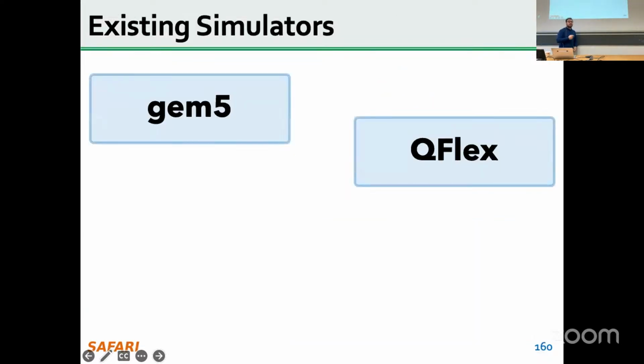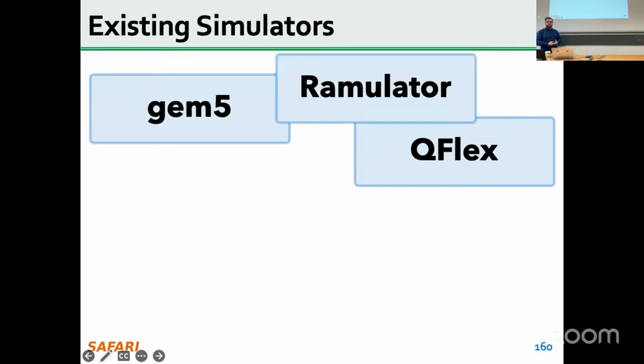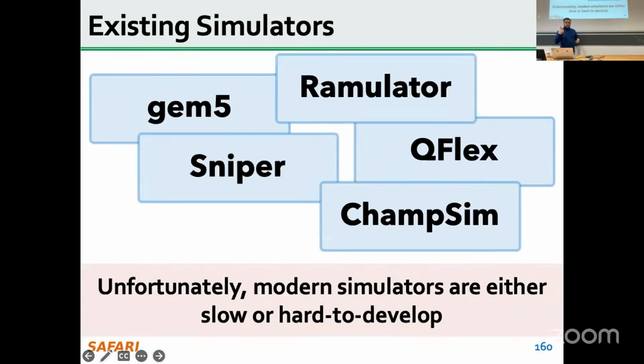What's the problem with existing simulators that try to evaluate the overheads of virtual memory and evaluate such solutions? They're very slow or very hard to develop.